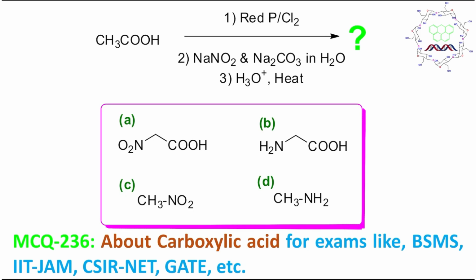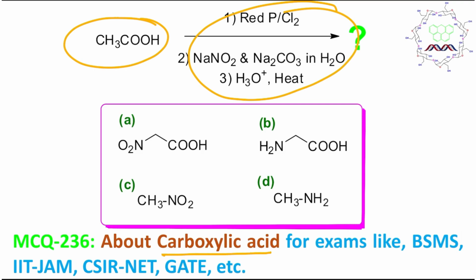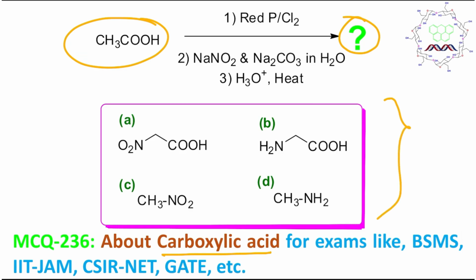Today's topic of discussion is carboxylic acid. You can see this is acetic acid. Actually, three-step reactions have been carried out on this, and you have to say what is the major product of this reaction. Here, four options are provided and one of them is the right answer.